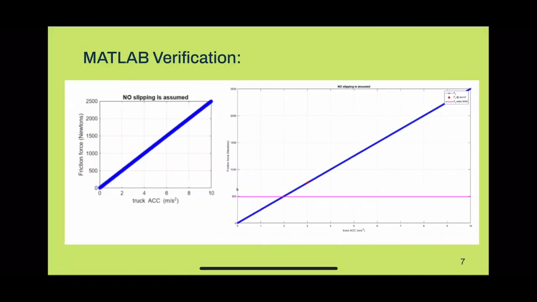Shown here are two graphs which plot frictional force against the acceleration of the truck. The pink line is used to show the maximum amount of static friction, and the point of intersection represents where the acceleration takes over the static friction, which results in the rolling of the sheet metal.